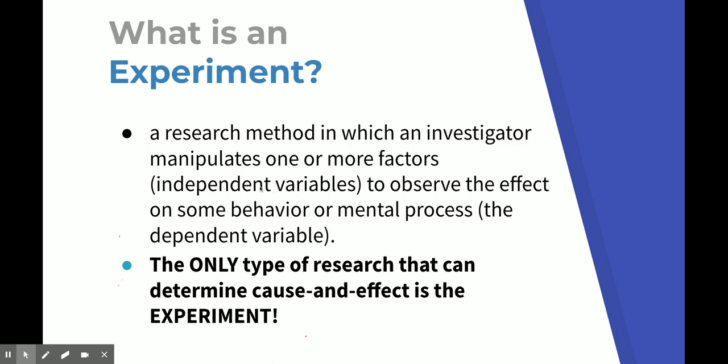Okay. Giving them the medication is what I'm manipulating. I'm changing their situation. That's my independent variable. And then I'm going to observe what happens. Does the medication actually work? And the measurement is the dependent variable. Okay. When I do this type of research, this is the only type that can determine cause and effect. You need to highlight, underline, star, really important to remember and understand.